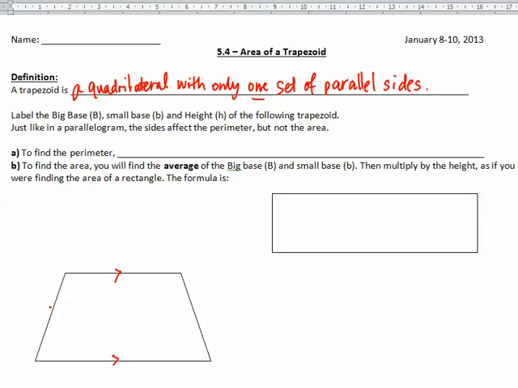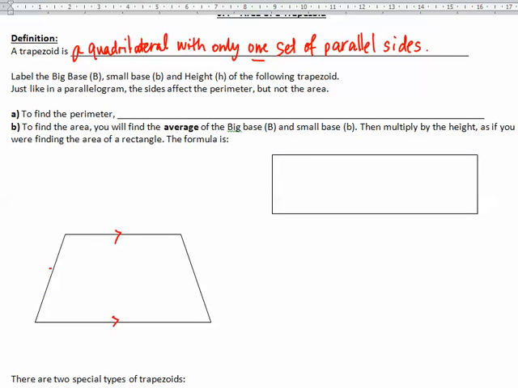Let's just label the different parts of the trapezoid. It's very similar to the parallelogram that we were looking at. We do have a base, but in this case we have two different bases because they're different sizes. In the parallelogram, the parallel sides were equal to each other. In this case, they don't have to be. So this one we'll actually call the big base. I'm going to use the capital letter B to represent the length of the big base. And then the other base, because it's smaller, I'll call the small base or the little base, and I'll use the small letter b.